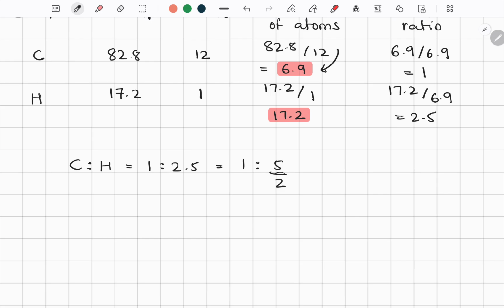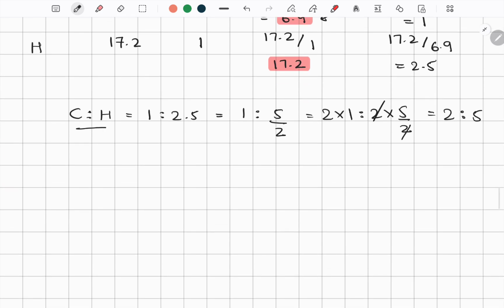Now if I want to remove this 2, what should I do? I should multiply both sides by 2. So 2 into 1 is 2, and 2 into 5 by 2, the 2 and 2 get cancelled. We end up with 2 is to 5. So the ratio becomes 2 is to 5. Carbon to hydrogen are in the ratio 2 is to 5. Therefore my empirical formula becomes C2H5. Am I clear over here?